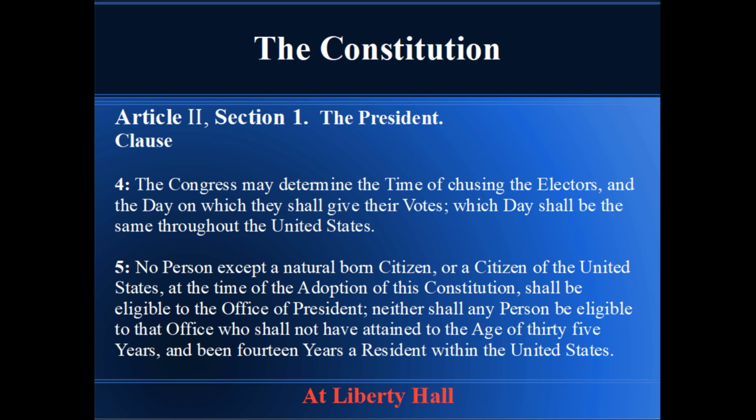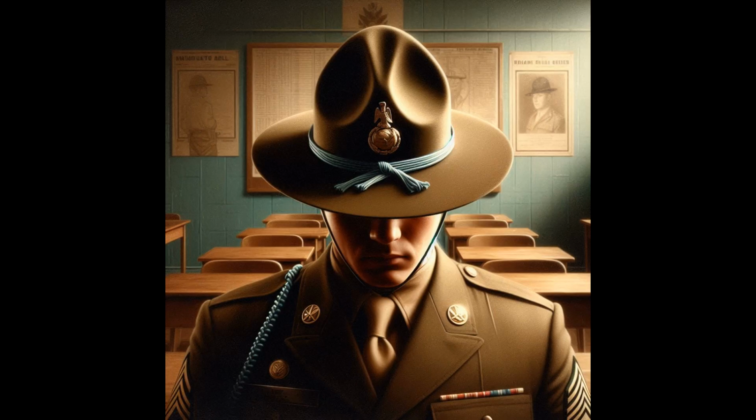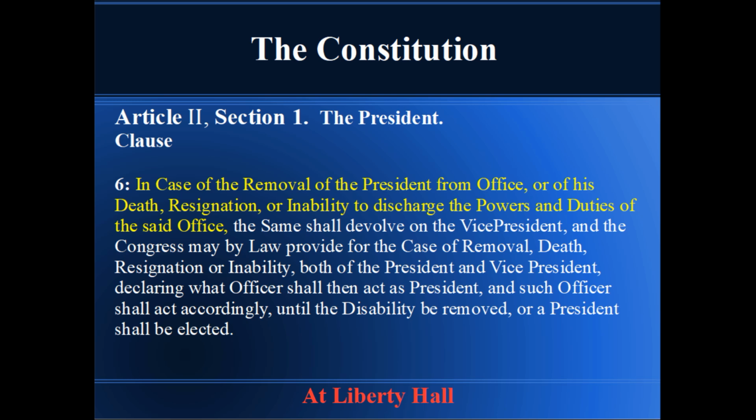Neither shall any person be eligible to that office who shall not have attained to the age of 35 years and been 14 years a resident within the United States. 4. Congress decides when electors vote, and the date must be the same across the U.S. 5. Only natural-born citizens, or those who were citizens when the Constitution was adopted, can be president. They must be at least 35 years old and have lived in the U.S. for 14 years.